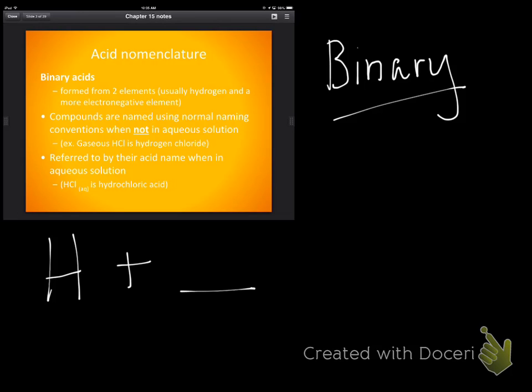Pardon? 17 halogens? Do I hear halogens? I think I hear halogens. Okay, so typically this is hydrogen plus a group 17 element.